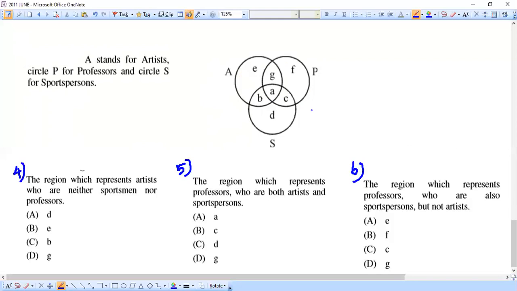Fine. So we have 3 categories: artists, professors and sportsmen. So we have different regions, and also we have some alphabets representing the regions. So let's go directly to the questions.